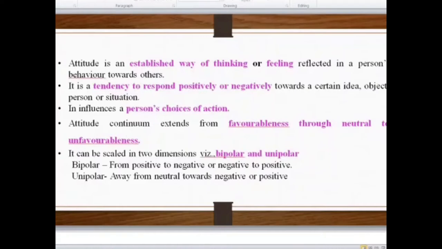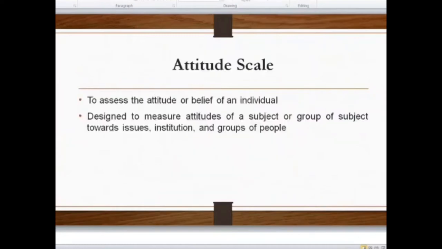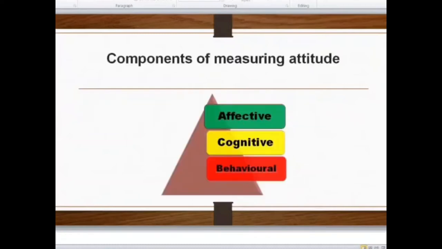Next, the components of measuring attitudes. There are three components for measuring attitude. One is the affective component, and the second one is the cognitive component, and the third one is the behavioral component. Now we shall see it one by one. The affective component reflects an individual's general feelings or emotions. Example, I love my job or I hate ice cream. Both comes under the affective component.